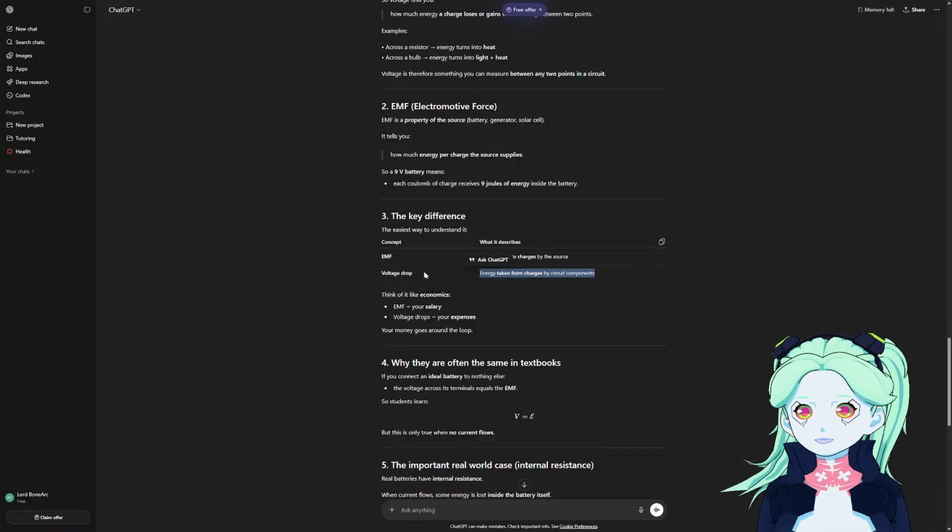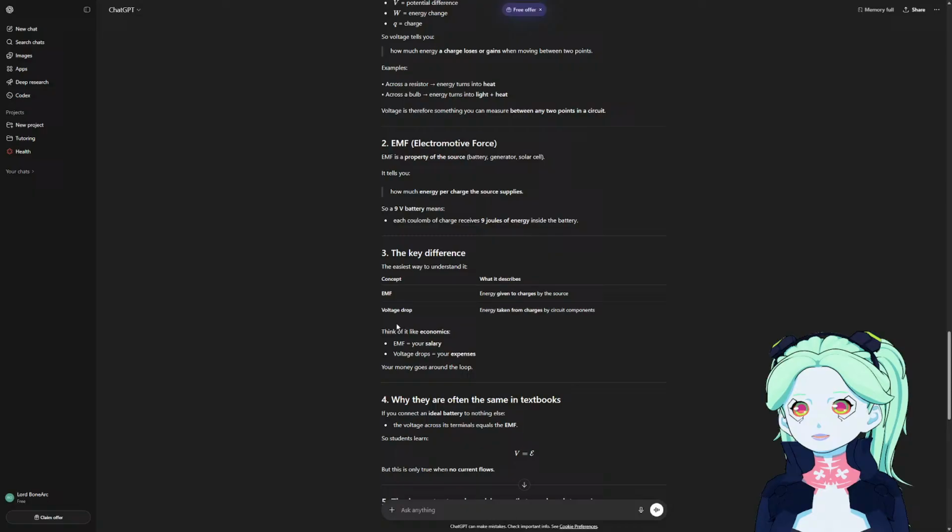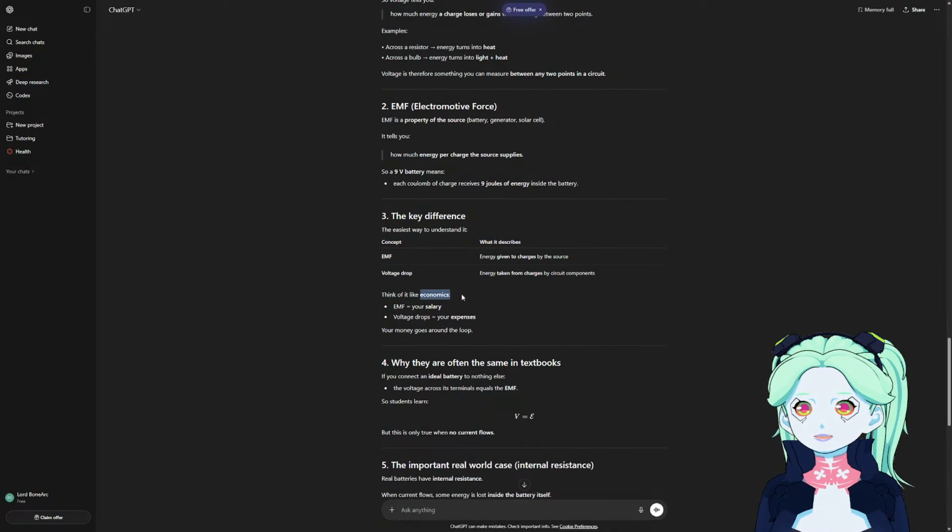Okay, but now you're saying voltage drop. You're not saying potential difference. Why are you doing this to me? Why won't you just tell me the difference between potential difference and EMF? Why voltage drop? That's just like a negative potential difference. What about a positive potential difference? What do I call that, huh? Think of it like economics.